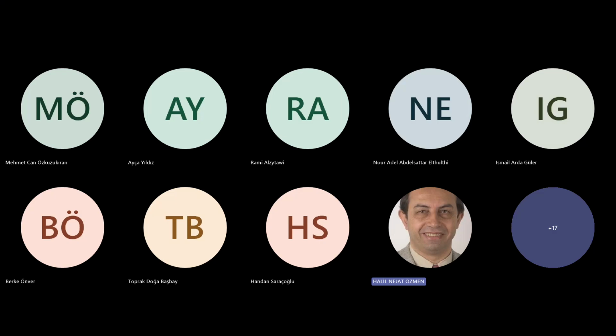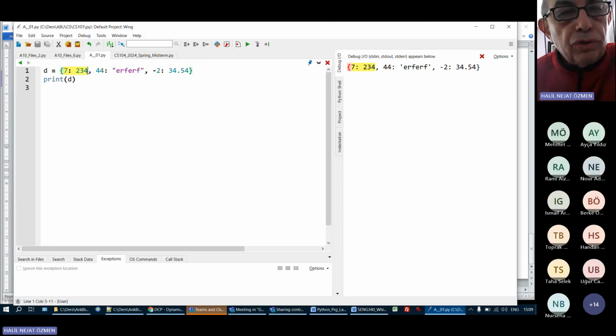Key and value pairs, and in this dictionary we have 3 elements. The first element has key 7, value 234. The second element has key 44 with a string as value, and the third element has the key -2 and the value is 34.54. So we have in this dictionary 3 elements. How do we access or get the elements individually? We use indexing by key.